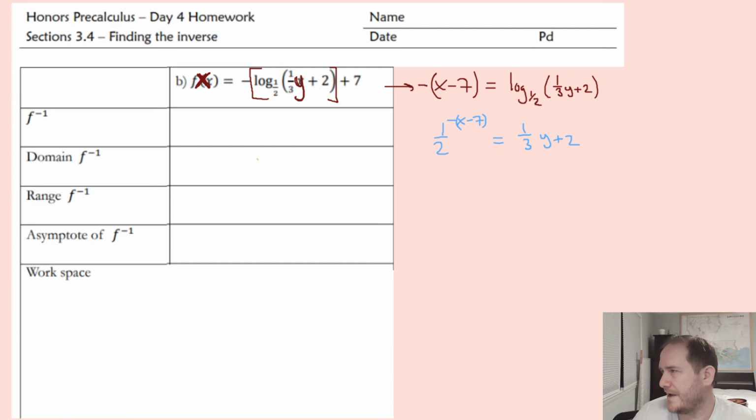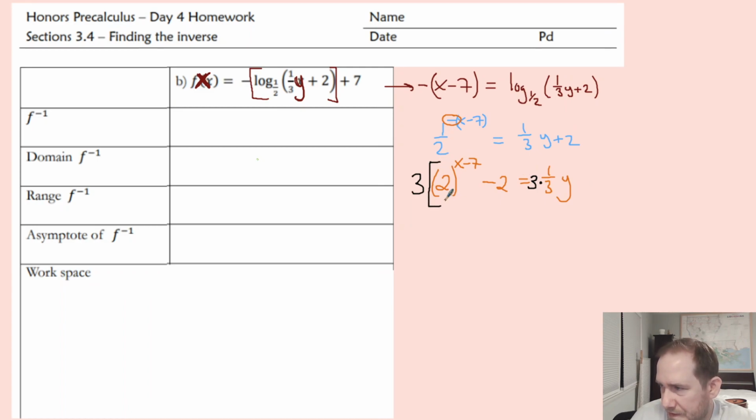A couple things are going to happen. I am going to resolve this negative and go ahead and just let my base become 2. Negative means take the reciprocal after all. So it's just 2 now to the x minus 7. Then this plus 2 I got to get rid of, so I'm subtracting 2. And that'll give me 1/3 y, which of course I'll clean up the 1/3 by multiplying by 3.